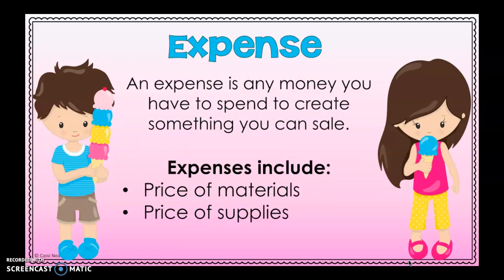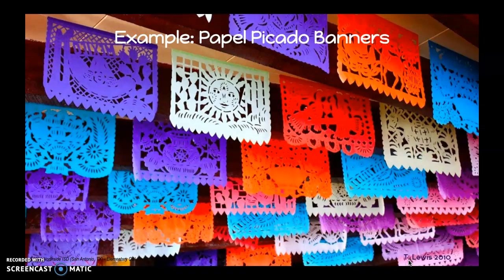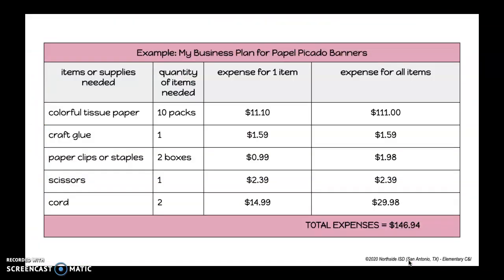Expense. An expense is any money you have to spend to create something you can sell. Expenses include price of materials and price of supplies. So an example that we have is these are some papel picado banners. These are banners that we see at Fiesta and we see downtown. So if I had a business of selling these banners, I would make a plan. And here would be my plan.